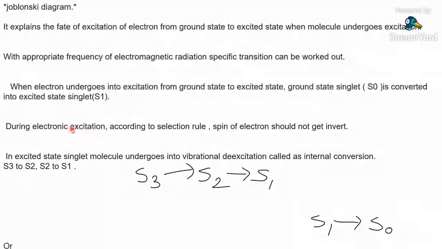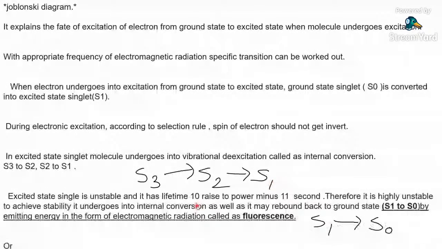During electronic excitation, according to the selection rule, the spin of the electron should not get inverted when it is being transferred from S3 to S2 state or S2 to S1 state. In the excited state, the singlet molecule undergoes vibrational de-excitation, and this is called internal conversion. When the molecule goes from S3 to S2 or S2 to S1, this is called the internal conversion process.